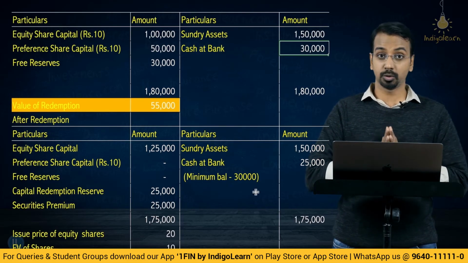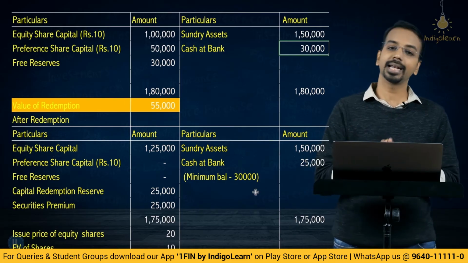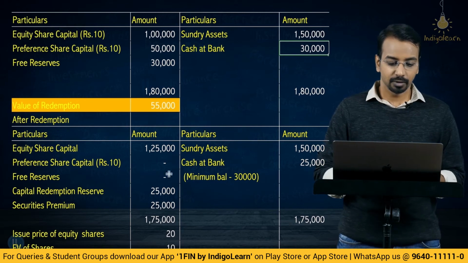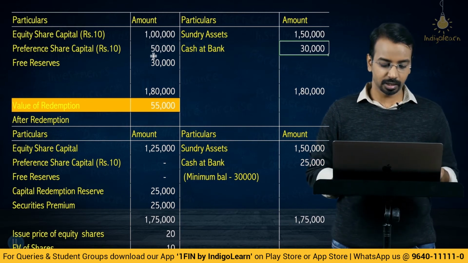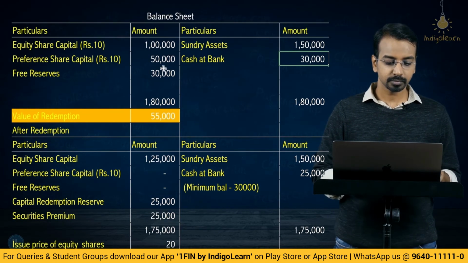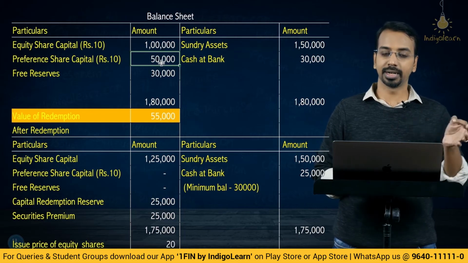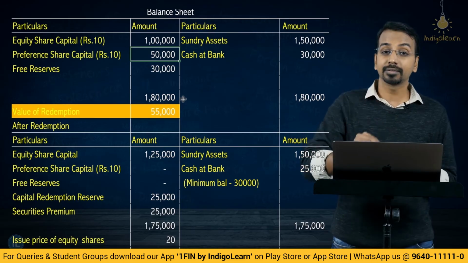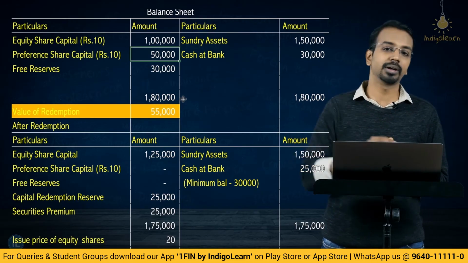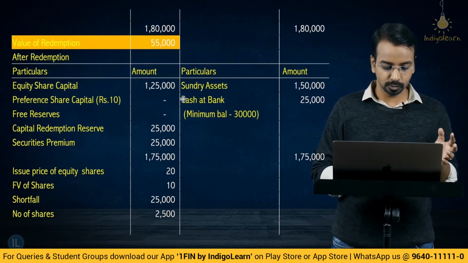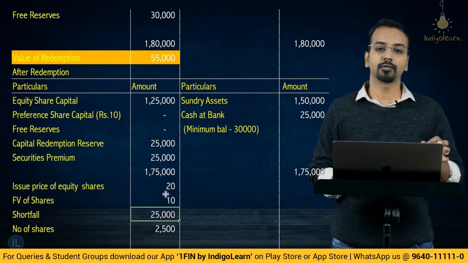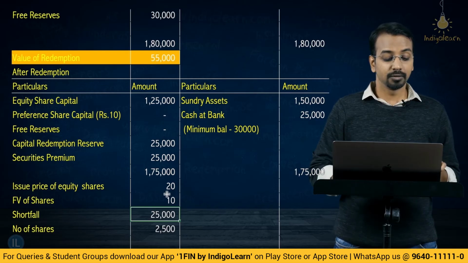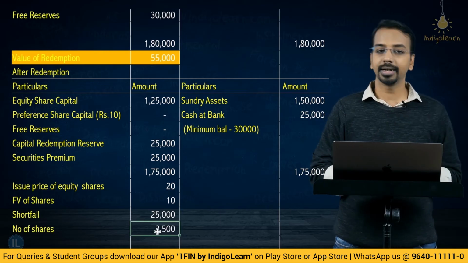Now, let us see how does this example pan out. Now, there are two things we need to check. One, minimum bank balance. Second, CRR requirement. Okay. First, let us check the CRR requirement. For CRR requirement, again, as per earlier case, 50,000 is the redemption value. We have free reserves of 30,000. Out of that, 5,000 will be towards premium on redemption. So, we are left with 25,000, which is the shortfall. Now, because 25,000 is the shortfall, we will issue 2,500 shares.